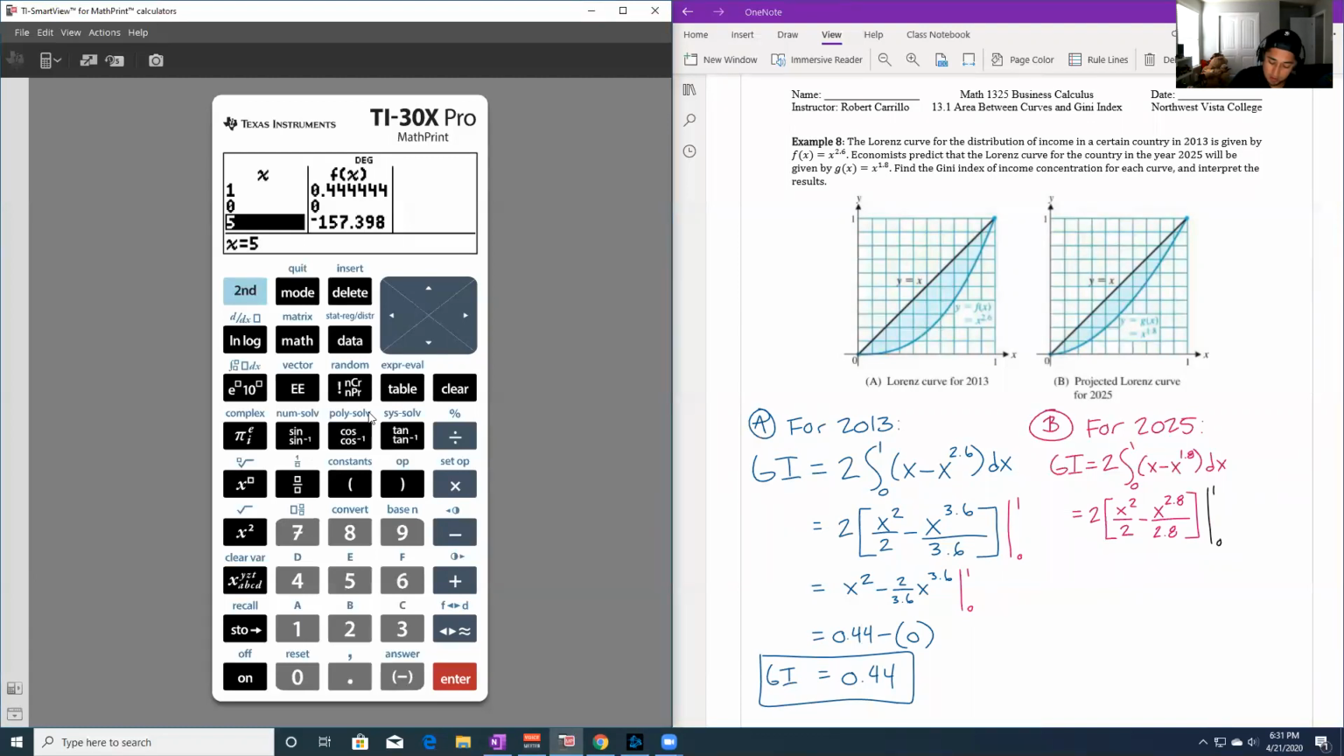Okay. Clean up, distribute the 2, you'll get x squared minus, and again, do we have nice numbers or not? 2 over 2.8. No, or that's 5/7, whatever. I'll leave it as 2 over 2.8 x to the 2.8, and evaluate from 0 to 1.